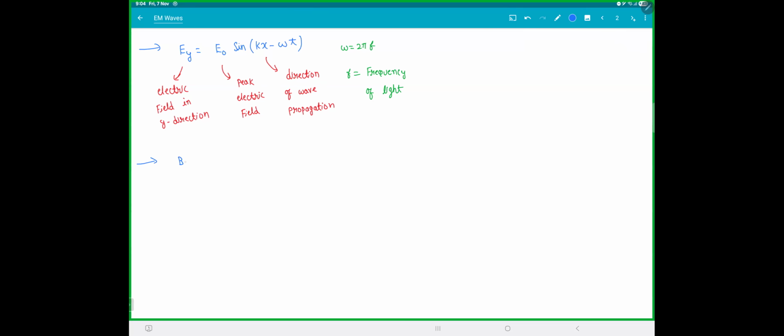Similarly, if you look at Bz, Bz is a magnetic field along the z direction. B naught is the peak value. So how do you know which way the wave is traveling? Based on this kx minus omega t. kx plus omega t means a left traveling wave. Hope you remember the wave equations.